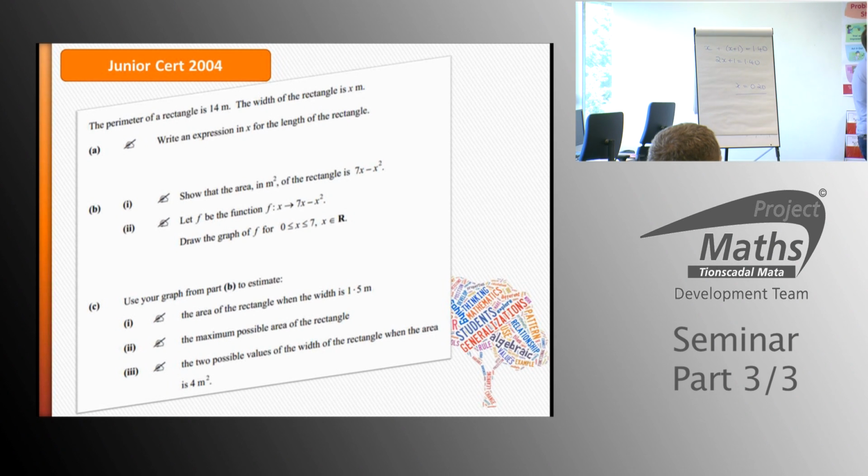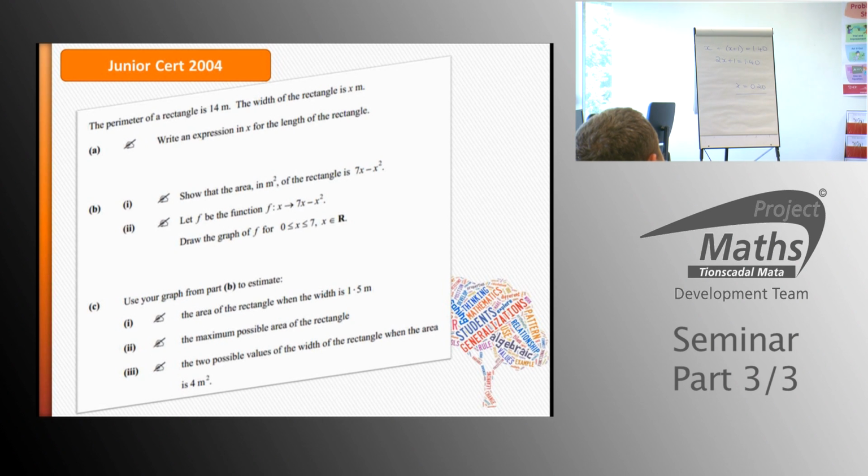Right, the perimeter is 14. The question is telling us, let the width be x and write an expression in x for the length of the rectangle. My students used to find that very hard. Very commonly you would see 14 minus x as the length. Show that the area is 7x minus x squared. That could be tricky too.